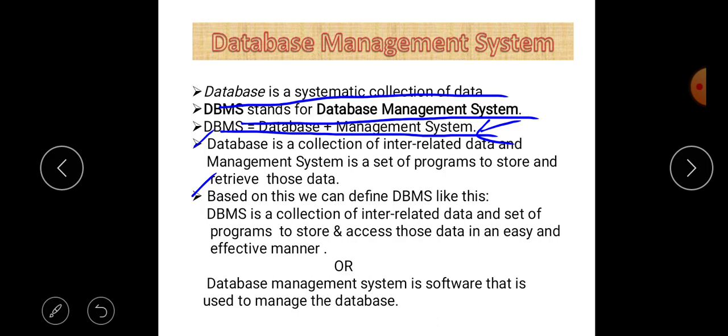Database is the collection of interrelated data, and management system is a set of programs to store and retrieve those data. Based on this, we can define DBMS like this: DBMS is a collection of interrelated data and a set of programs to store and access those data in an easy and effective manner. In simple words, that is the simplest definition of DBMS. Database management system is a software that is used to manage the database.